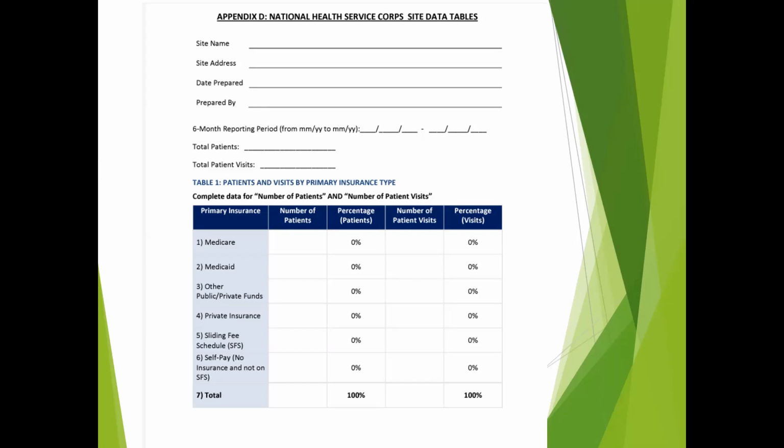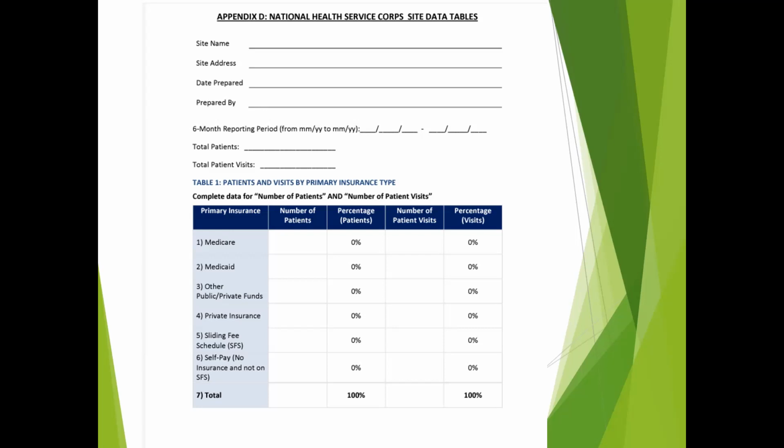So definitely, again, fill out the site name, site address, the date it was prepared, who it was prepared by, and then the 6-month reporting period. So again, it's going to be that month, day, and year to that month, day, and year. So thinking back, if it opens in June, having that December timeframe, for applicants who applied during the 2023 cycle, they had to have it starting December 1st of 2022 to the end of May of 2023.